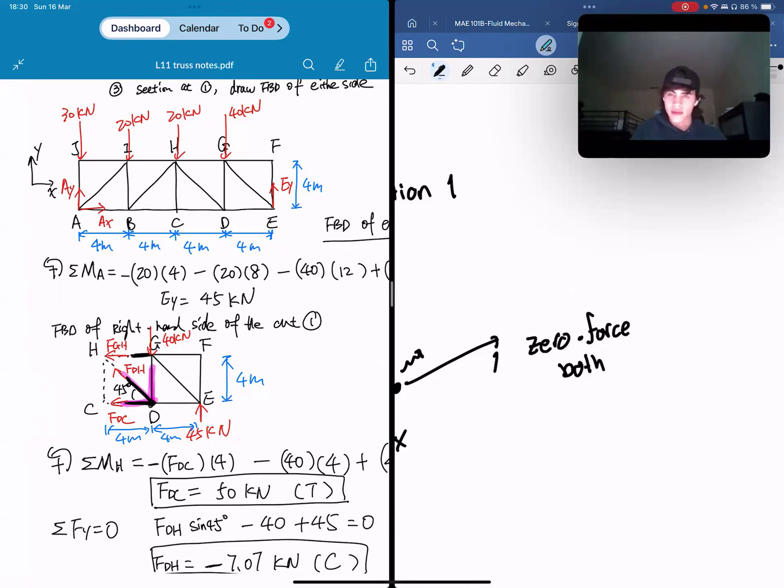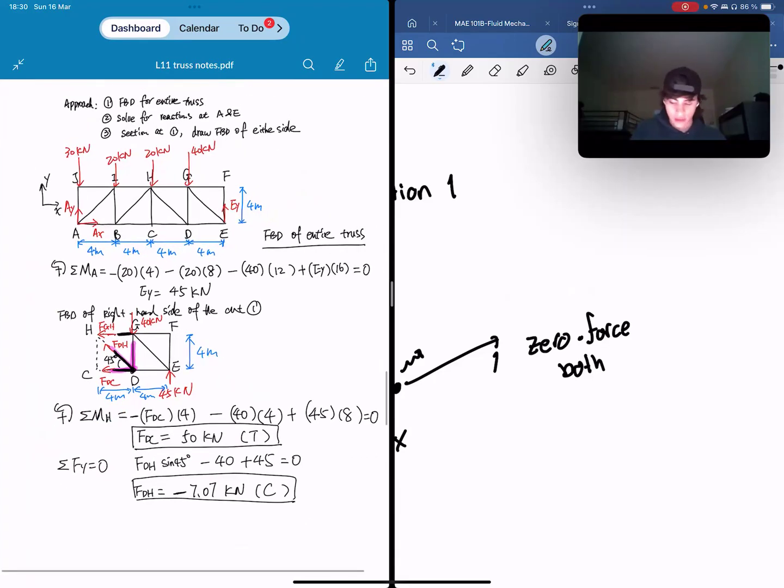But the truss has been cut right there. So at the moment of analyzing the sum of the forces in the X and Y directions and the sum of the moments, we can analyze only the right side and solve for an unknown that we have on the right side. And we can do the same for the left side. How do we decide that? It depends on what we want to analyze.